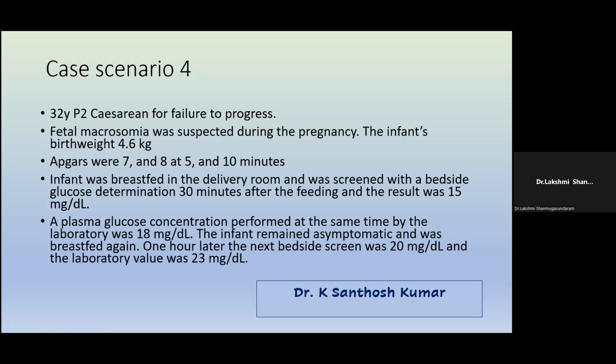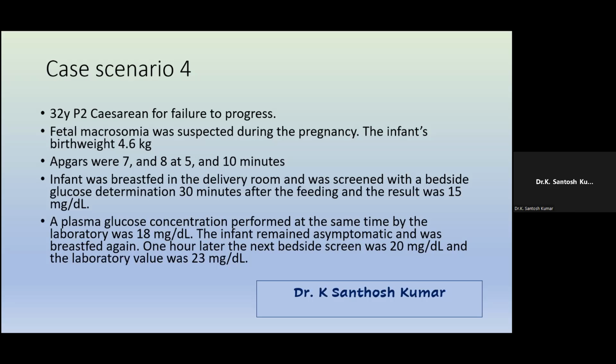What is your cutoff for hypoglycemia? Neonatal hypoglycemia has no actual definition as such, and it is just an operational guideline that is followed. Several studies have shown that once the blood sugar level falls below around 40 to 47, the baby develops these neuroglycopenic symptoms.